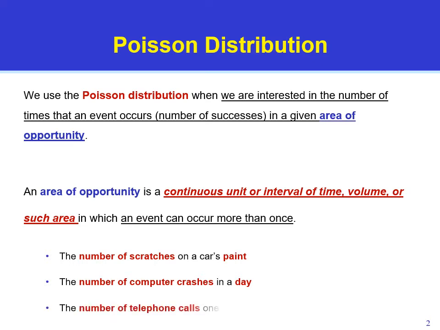Another example, the number of telephone calls one might receive per day. So a success here is receiving a telephone call, and the area of opportunity here is day, right? As you see here, the difference that we have with the binomial distribution is the concept of area of opportunity. That's a main difference, and we're going to see more differences later on.